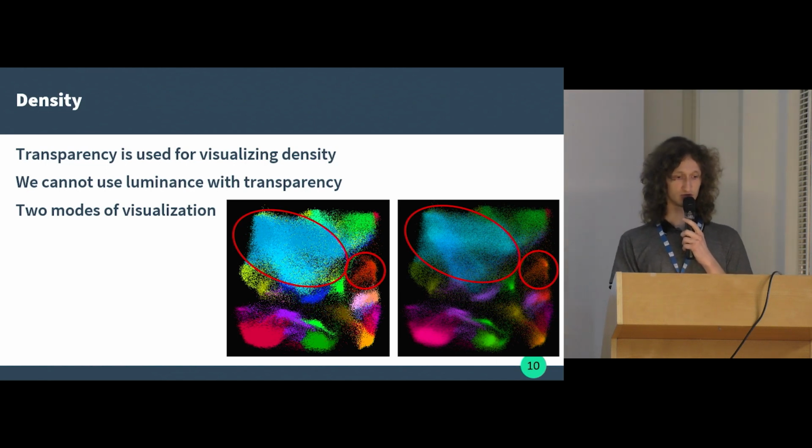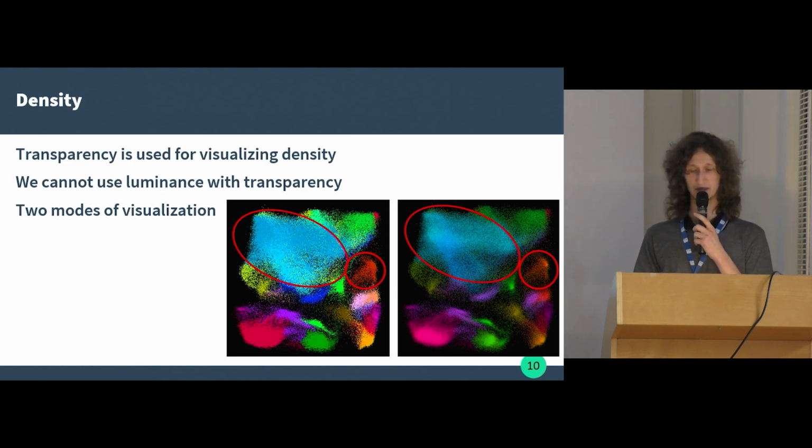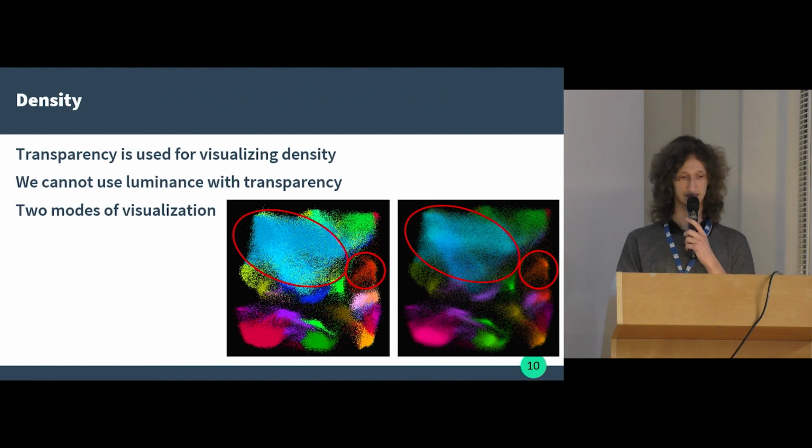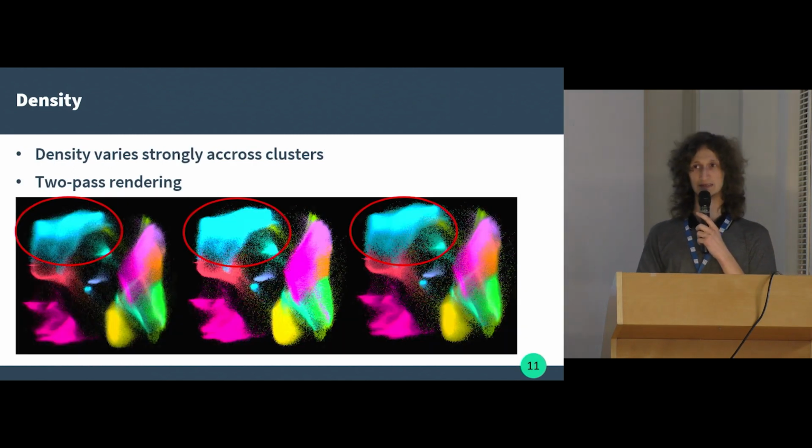Unfortunately, we cannot use the luminance channel together with transparency, because darker clusters would only appear to be sparser. Therefore, we have created two separate modes of visualization. One focused on cluster discernibility that uses the luminance channel, and another one focused on density that uses drawing points with transparency. The density of clusters varies strongly. This causes the sparse areas to be poorly visible, while in the dense areas we cannot distinguish the densities.